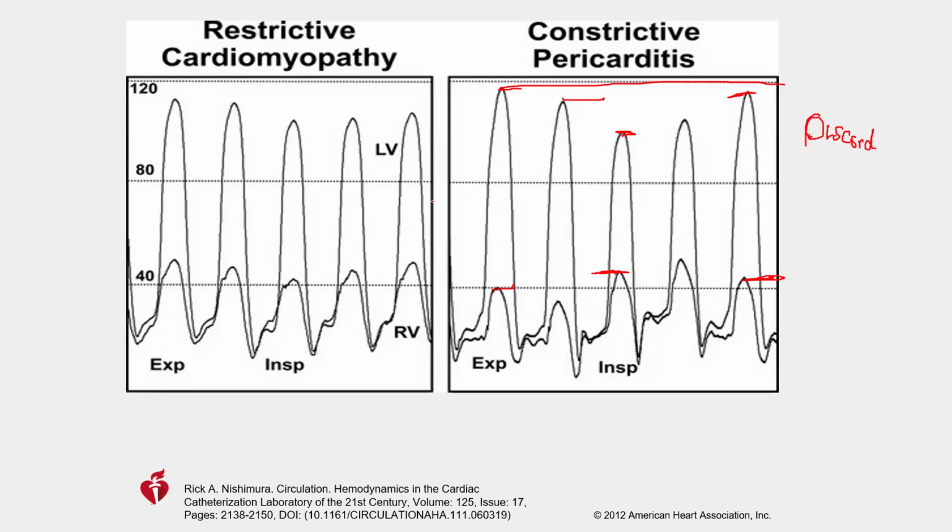While in restrictive cardiomyopathy, LV goes up, RV goes up. LV goes down, RV goes down. This is called concordance. Pressure concordance between the two chambers. So concordance is restrictive, discordance is constrictive.